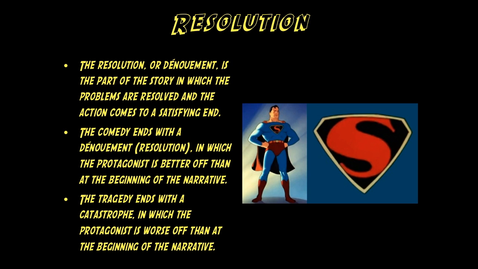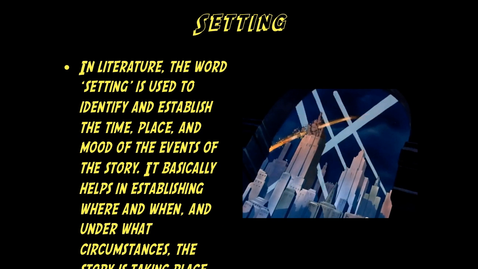So let's go ahead and move on to our next little element. That's going to be setting. In literature, the word setting is used to identify and establish the time, place, and mood of the events of the story. It basically helps in establishing where and when and under what circumstances the story is taking place.